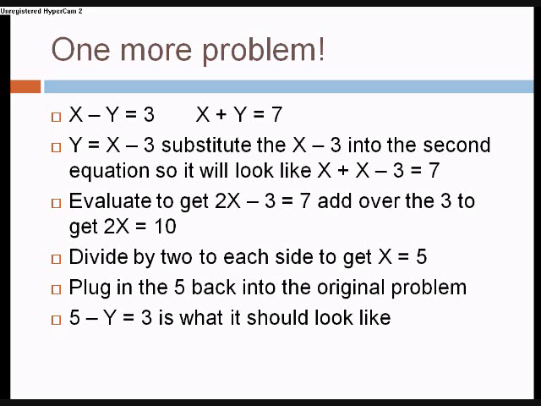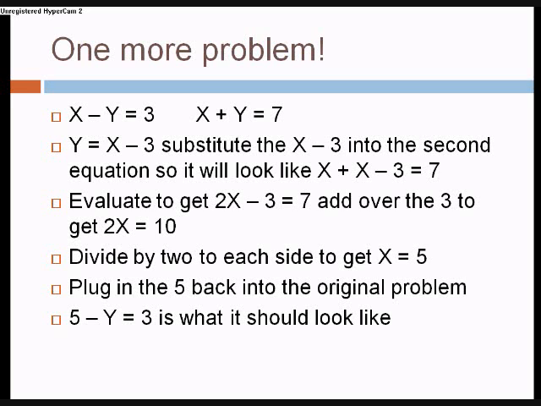And then substitute x minus 3 into the second equation so it looks like x plus x minus 3 equals 7. Evaluate to get 2x minus 3 equals 7, and then add over the 3 to get 2x equals 10. You add over the 3 because it's a negative, so you have to add. Then you divide the 10 by 2 to get x equals 5.